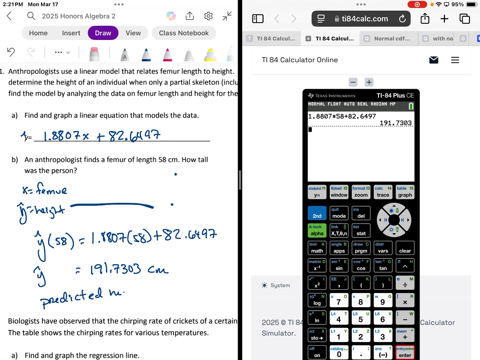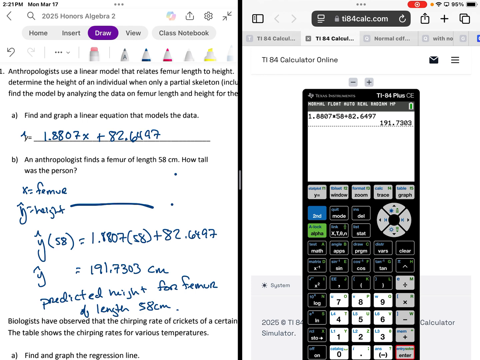Predicted height for femur of length 58 centimeters. All right, well, what do we use all the time? Inches, okay? So we're like, wow, that's great. I have no idea what that means in my world.